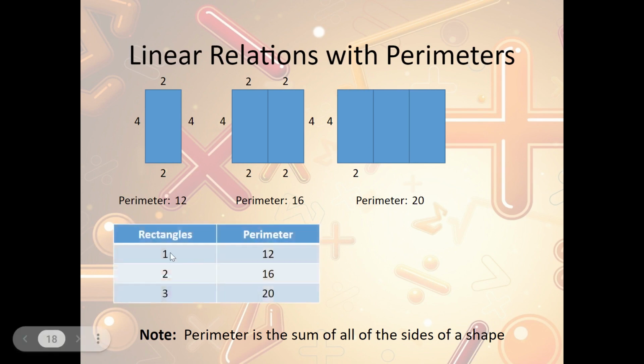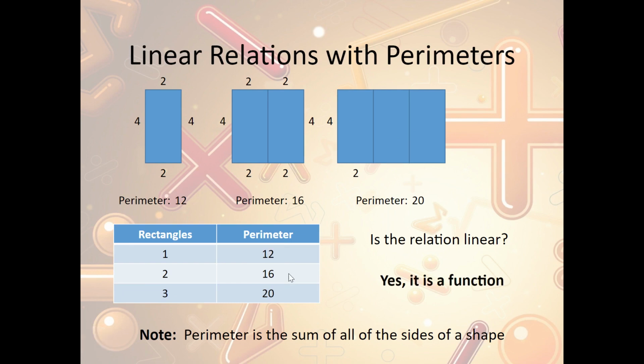Now, if we were to do this by the number of rectangles and the perimeter, this is one rectangle here, which was a perimeter of 12, 2 rectangles was a perimeter of 16, and 3 rectangles is a perimeter of 20. Therefore, we want to know, is this linear? Well, we're adding by 1 each time here, so that's consistent addition. We're adding by 4 each time here, that's consistent addition. So yes, it is a function, and it is linear.